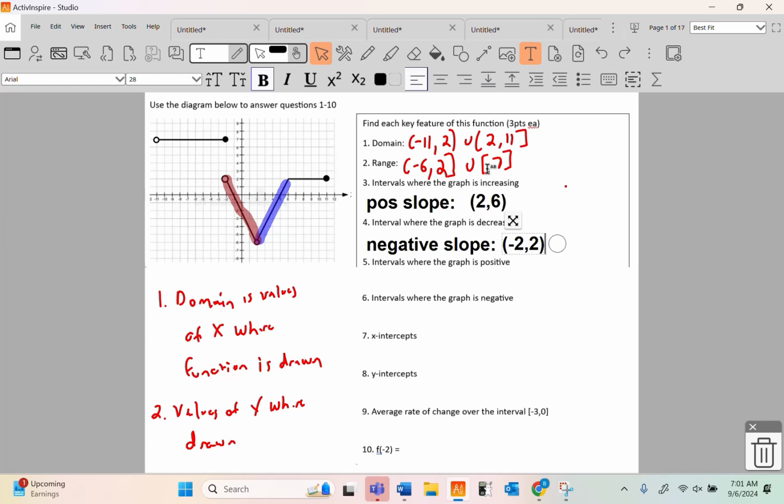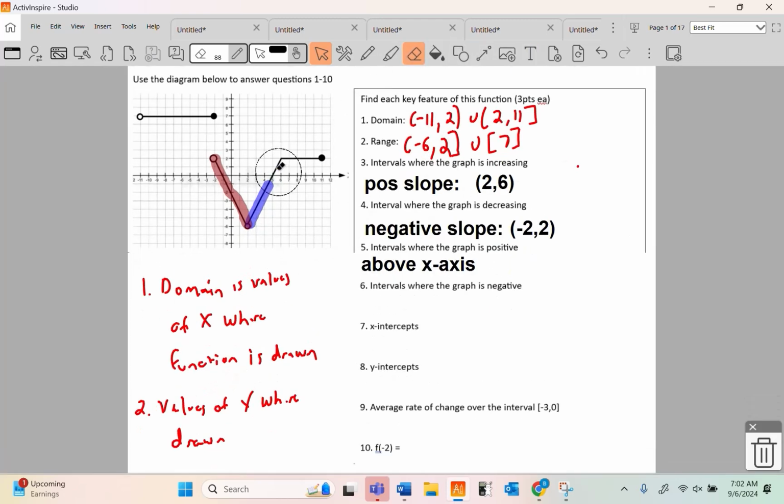Now we have this whole idea of positivity. I don't know why you guys struggle so much with basic definitions, but it means above x-axis. That's what it means, above the x-axis. So let me clear off my highlighters here, and let's see what we have. We got this segment right here, all the way until we get close to negative 1, and then the other side of 5 on.